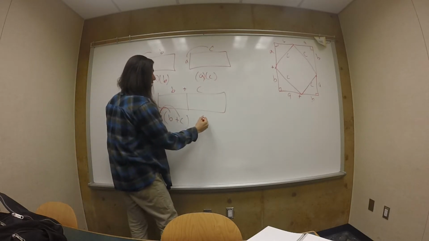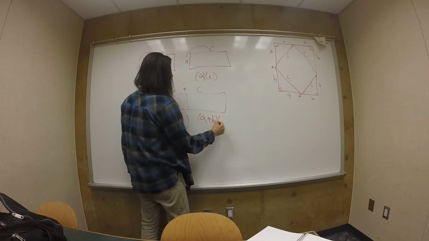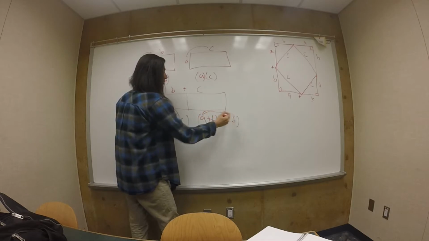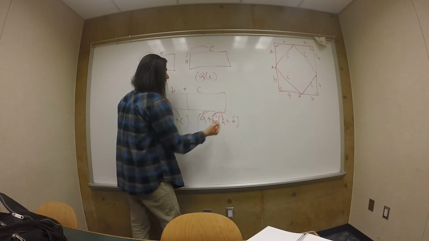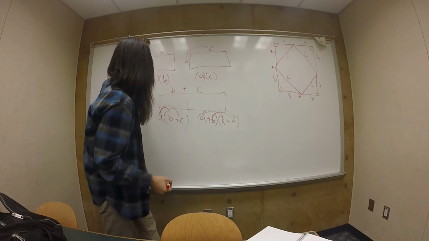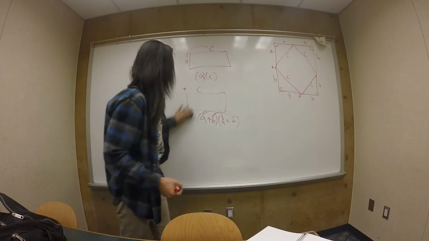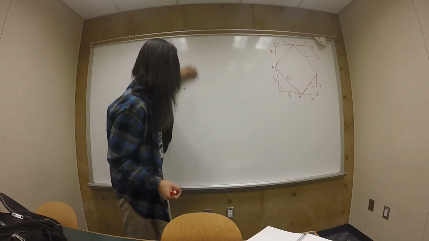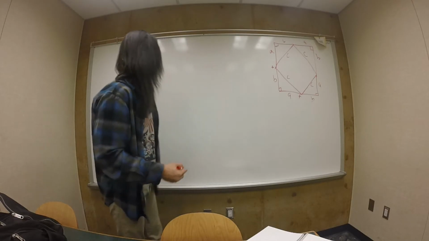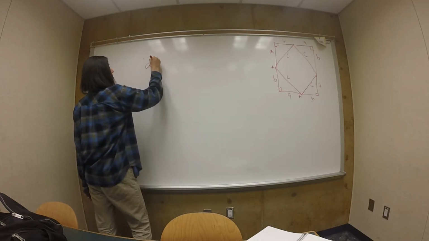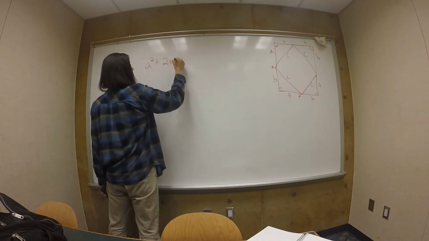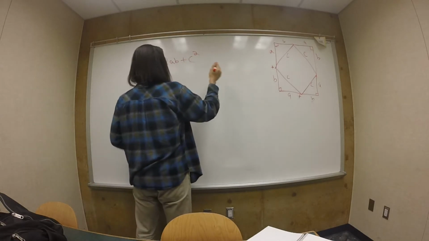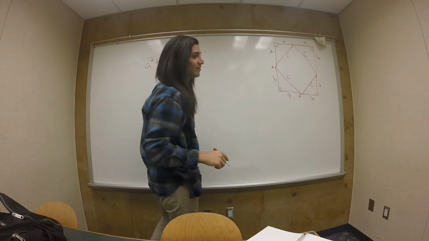So when you have a plus b times a plus b, that's all you're doing. Distribute it out. Take the second one, distribute it out. And that's how you get your a squared plus 2ab plus b squared.